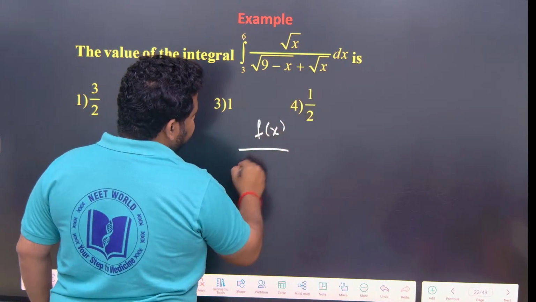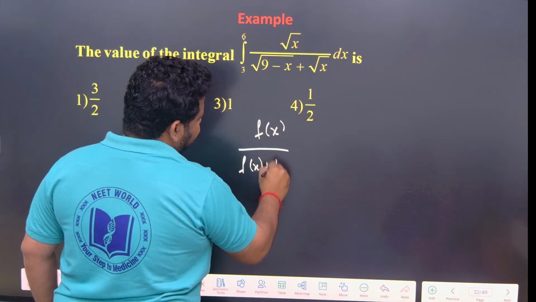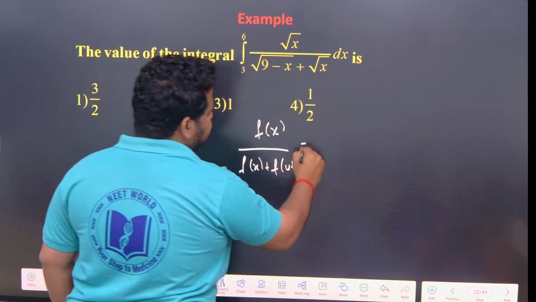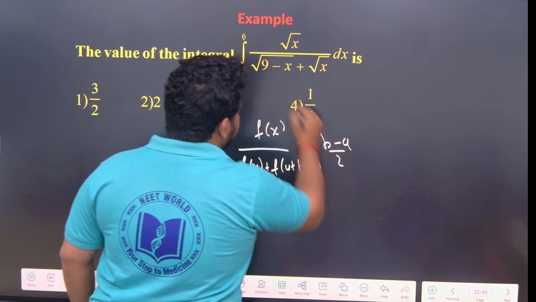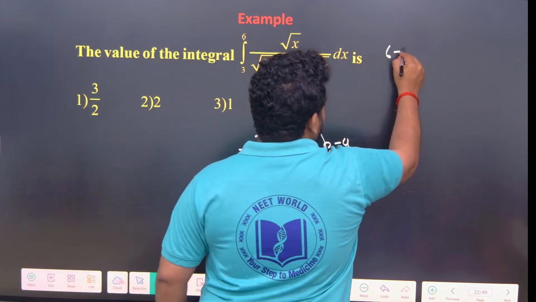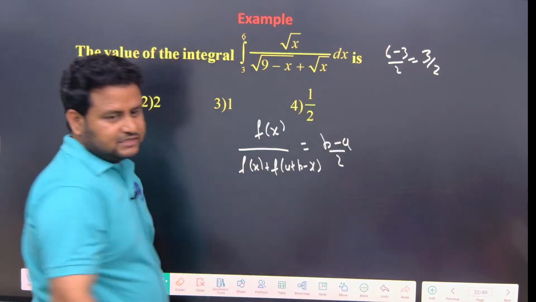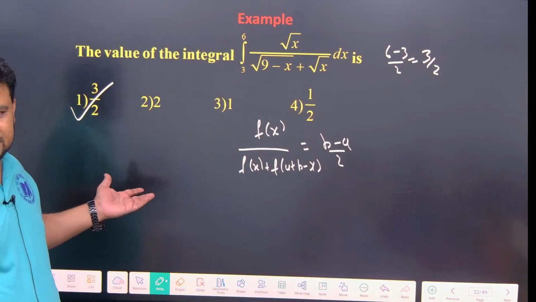This is again f of x, and f of a plus b minus x, that is 9 minus x. That is nothing but b minus a by 2. B minus a is 6 minus 3 by 2, that is 3 by 2. The answer is 3 by 2, that is the first one. Very simple. Using the trick we will get the answer very easily.